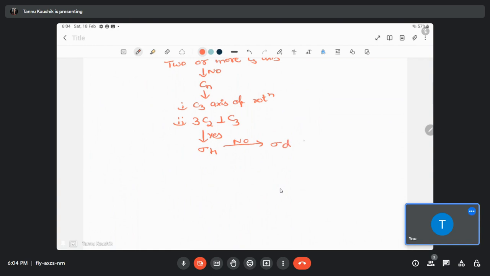So then we will check for a dihedral plane. So do we have a dihedral plane in the molecule? Yes, we have a vertical plane containing the principal axis of rotation and bisecting two C2 axes of rotation. So we have dihedral planes. So the point group will be the D3d point group. So the D3d point group is present.